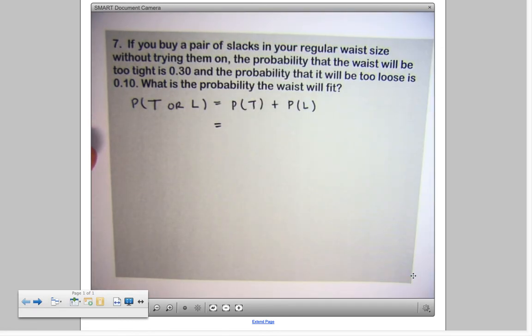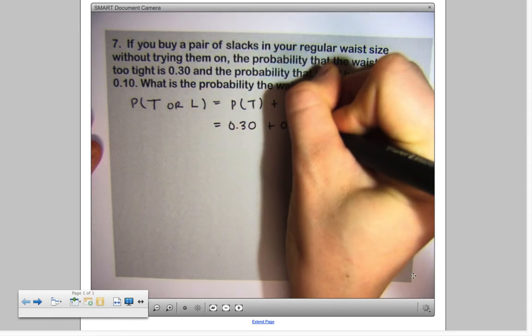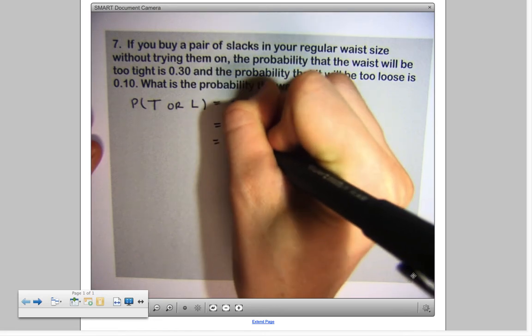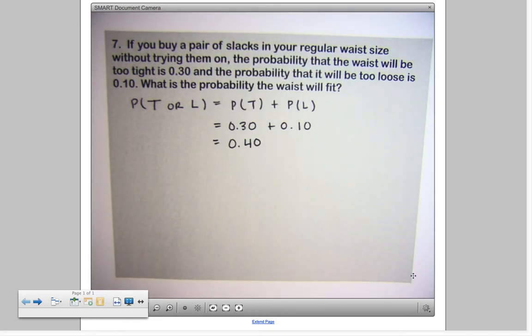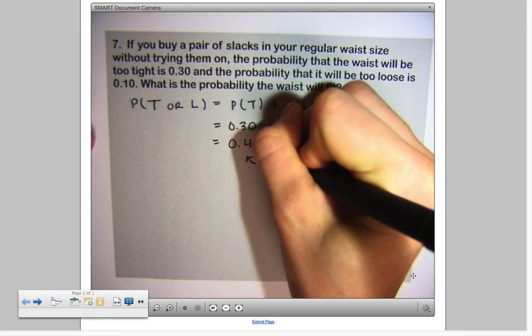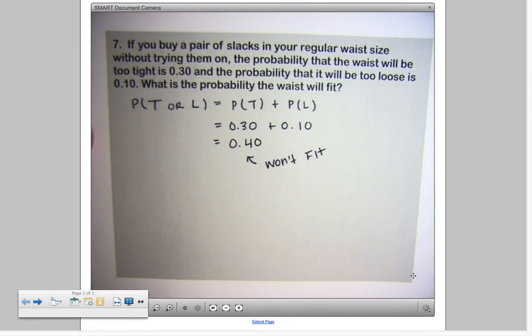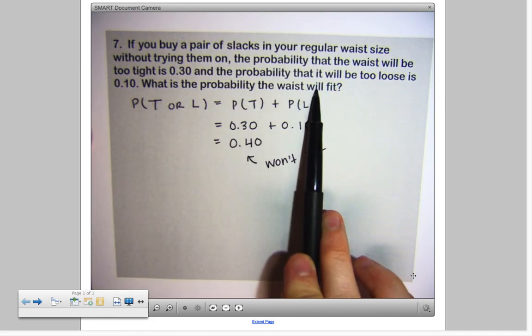So we know the probability that it's too tight is 0.3. Probability that it's too loose is 0.1. So the probability that it's too tight or too loose is 0.4. This problem doesn't really specify, but we're just going to say that the length of the slacks already fit. So all we're looking at is the waist size. So this right here is the probability that it won't fit. If it's too tight or too loose, it's not going to fit, but we know the length is perfect. We want to know the probability that the waist will fit.